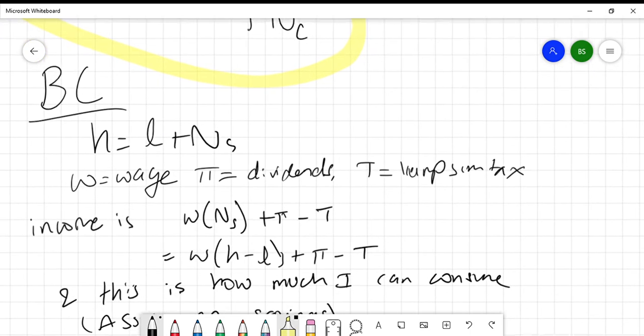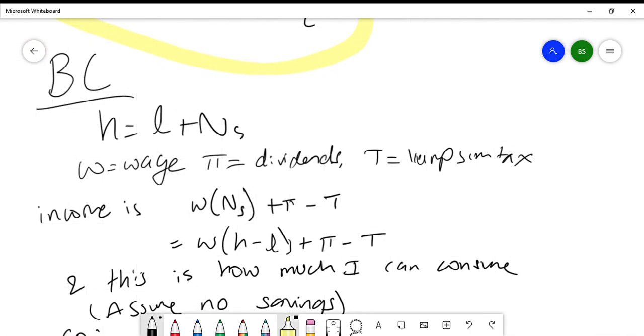Next we're going to look at the budget constraints. First of all, H is the total amount of hours that the person could work. I don't know why it's H, maybe for hours, I guess. Anyway, the total amount of hours that I have in a day is made up of the time that I stay at home and take leisure, plus the time that I work. So that's the total amount of time.